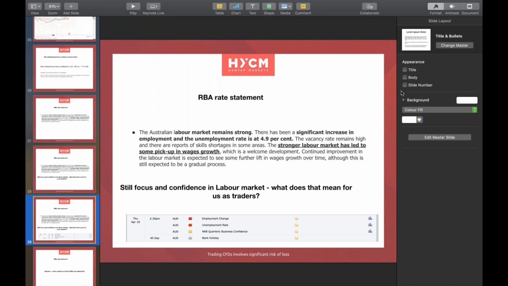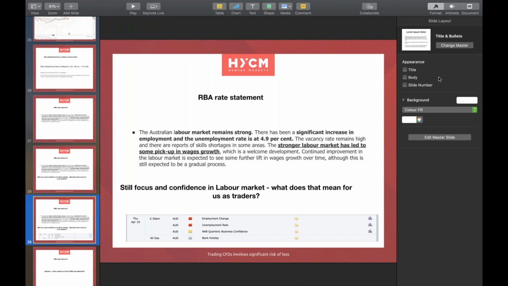If it was a bad reading, what would we expect? Yes, Nadir, exactly. We'd expect the Australian dollar to go down because the central bank is focusing on it. If the unemployment rate was really high, say it went from 4.9% to 5.5% or 6%, we know that the Reserve Bank of Australia would take that as a negative sign and would be more likely to cut rates.